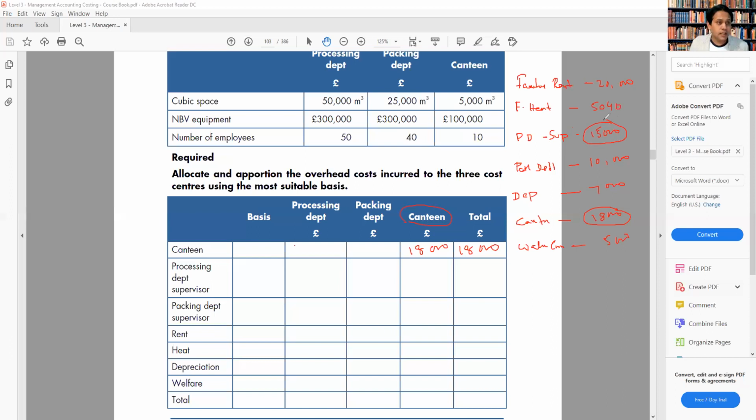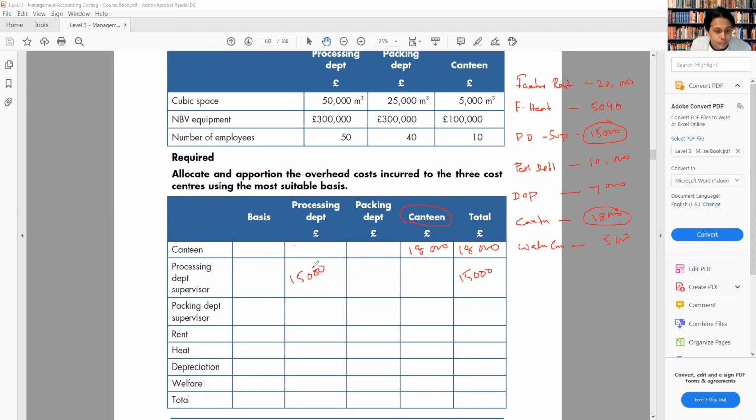Very well done. Yes, we have 15,000 that we can allocate directly to the processing department, and that will go to processing department, 15,000.